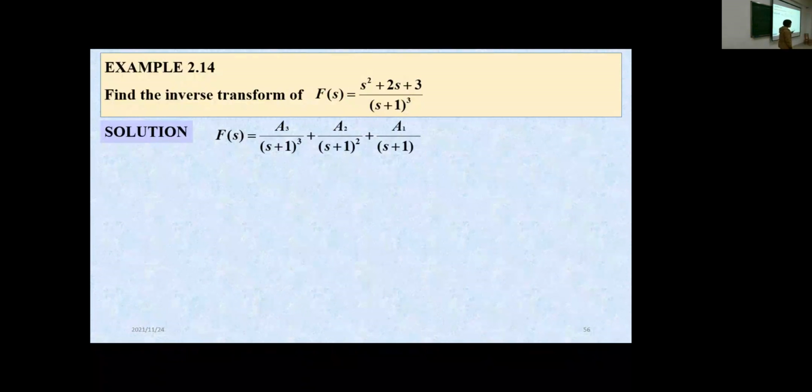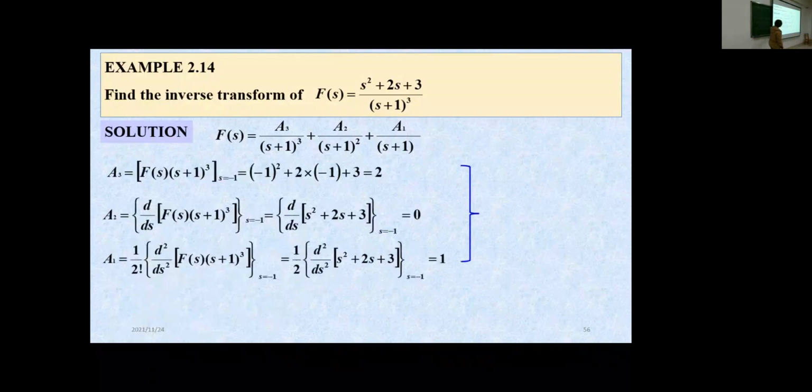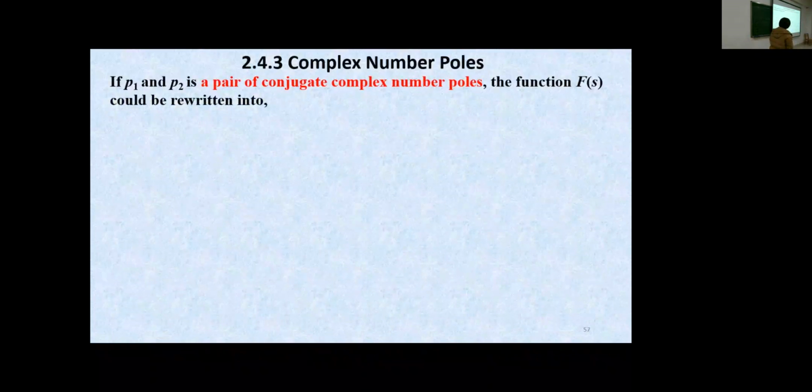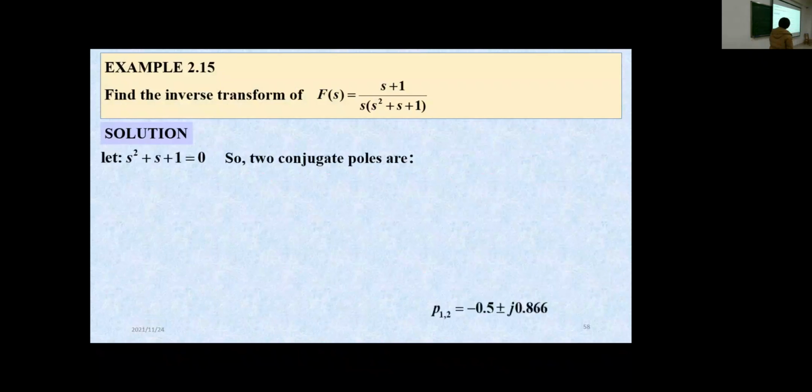One is s plus one, another is s plus one squared, and the s plus one to the order three, right? If the order is greater than 2, we take the second order derivative of this whole thing, and then we should multiply by this. So the formula is complicated when the order is greater than 2. And this is not required.